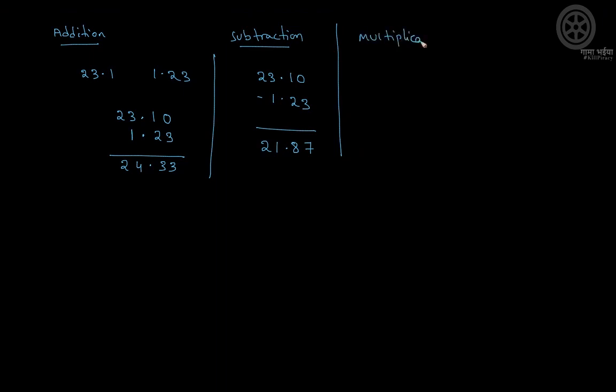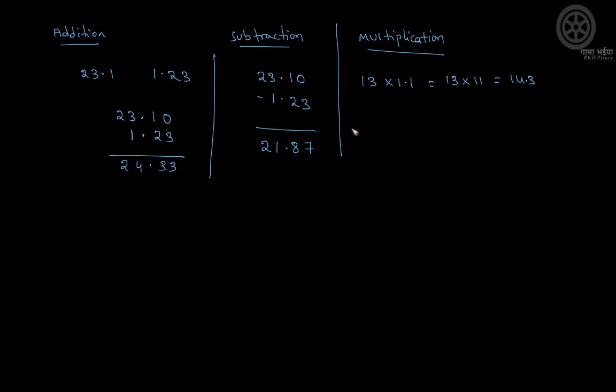Now multiplication. How to multiply two decimals? 13 into 1.1. Don't worry about the decimal, think that there is no decimal. Then how do you multiply? 13 into 11 is 143, right? See the place of the decimal. After one digit, so you need to put the point after one digit: 14.3. Simple.